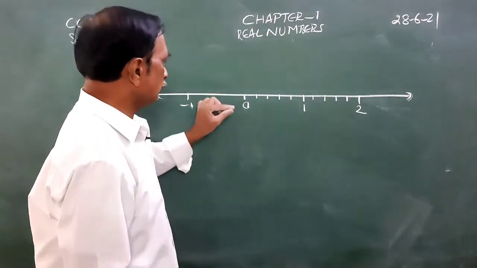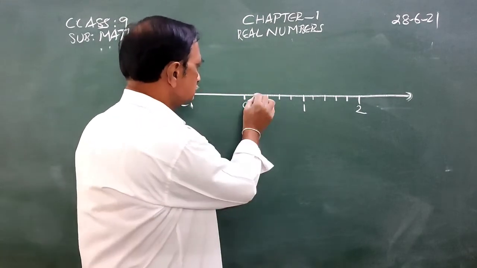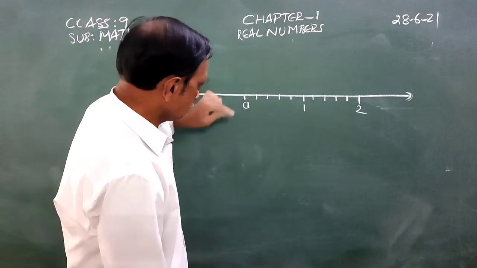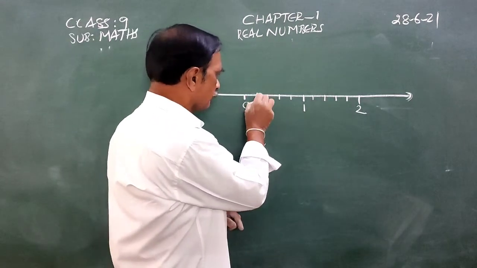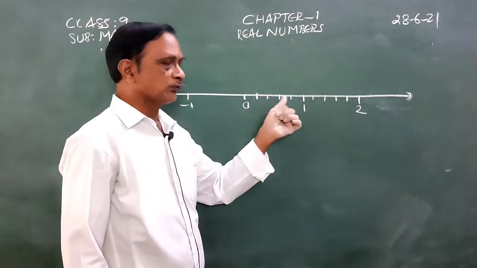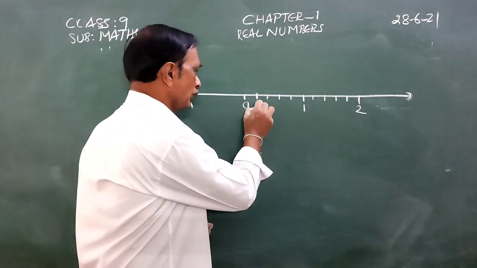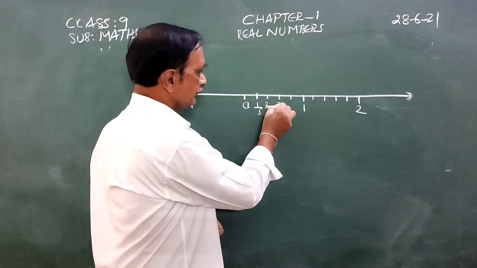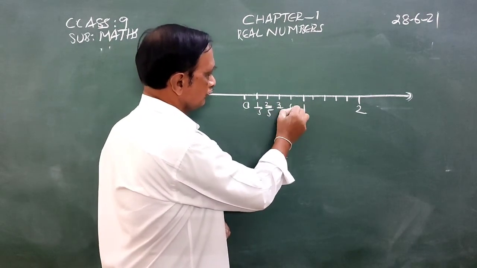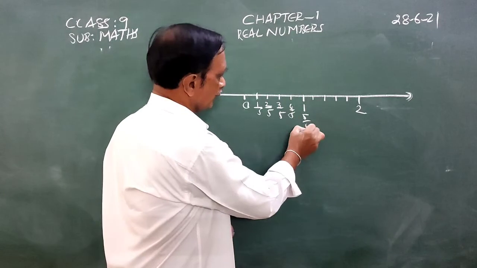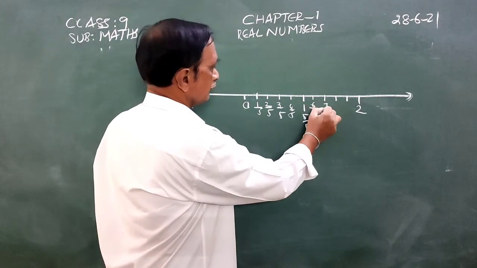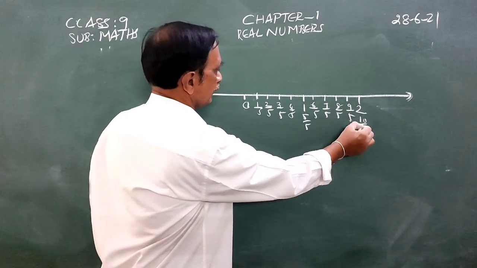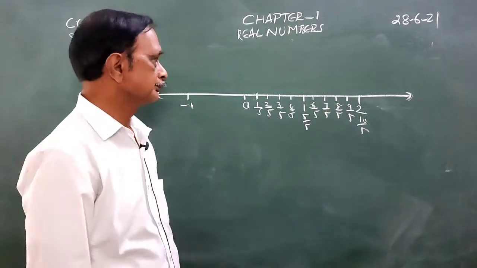Can you give a rational number which represents this point as it is divided into 5 equal parts? This point represents 1 by 5. It is 2 by 5. It is 3 by 5. This one 4 by 5. This one 5 by 5. 6 by 5, 7 by 5, 8 by 5, 9 by 5, 10 by 5 and so on.